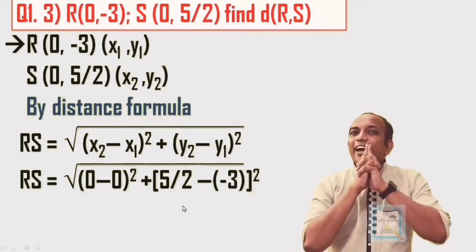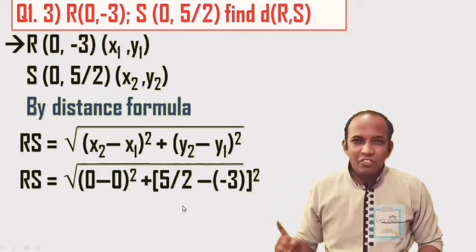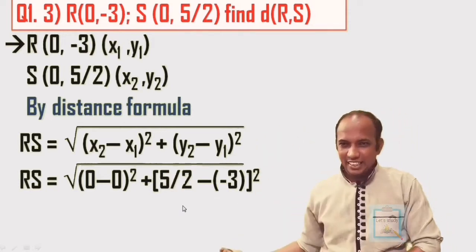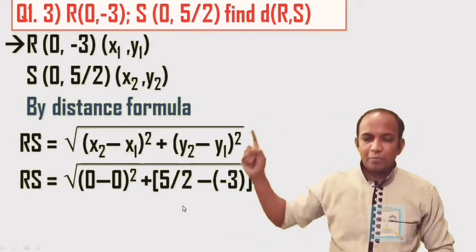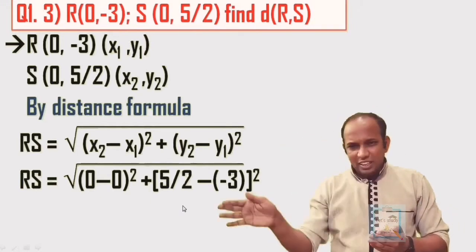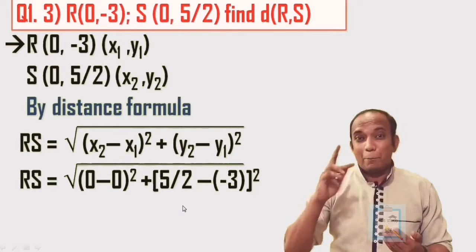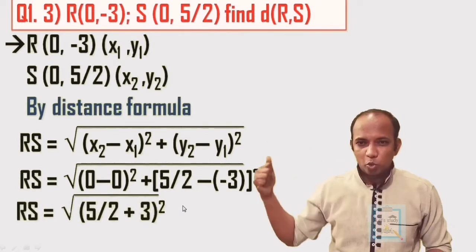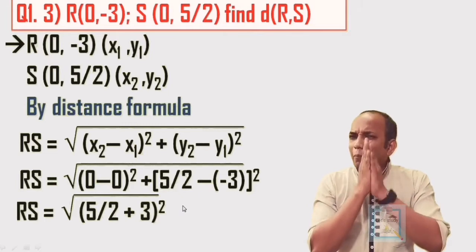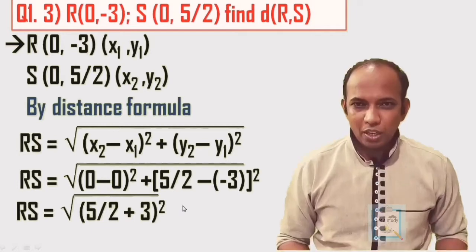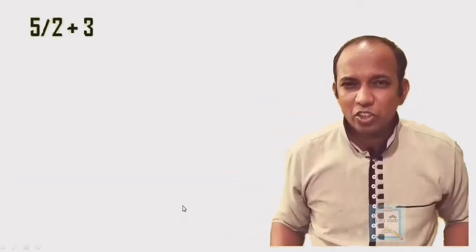Yes. And for the y coordinate we have 5/2 minus -3, right? y2 minus y1 the whole square. This minus -3, that gives you +3, and that is why we have 5/2 plus 3 the whole square. Now, addition of a fraction and a number, we have certain rules to be followed. So let's see those rules first of all.